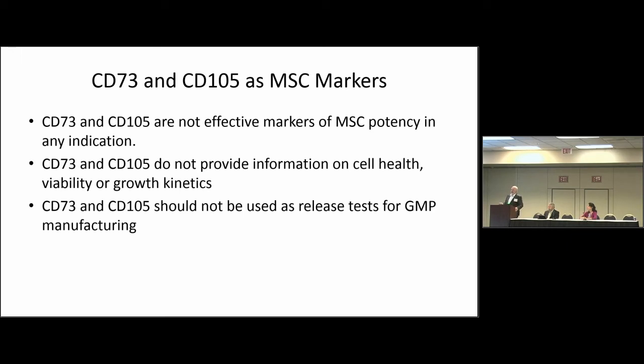And so in terms of marker selection for MSCs, the important question that we need to address as we try to translate this field is that at least for CD73 and CD105, these are not effective markers of MSC potency for any target disease indication. They don't provide information on cell health, viability, or growth kinetics. In fact, they hide a lot of problems, and they really should not be used as release tests, specifically in GMP applications where the cells are being used for treating patients. CD73 and CD105 should really be stood down as MSC markers.